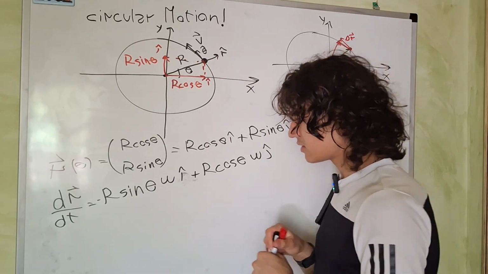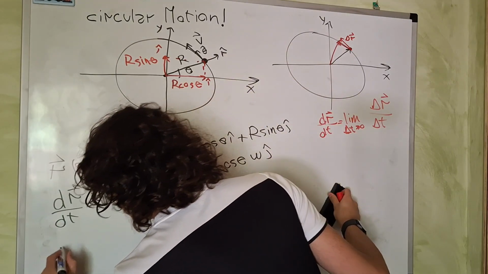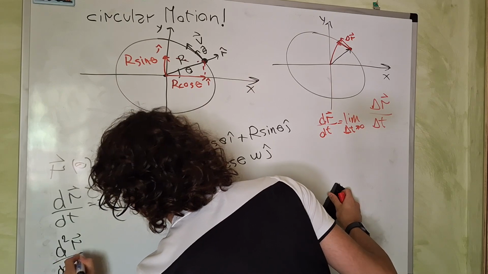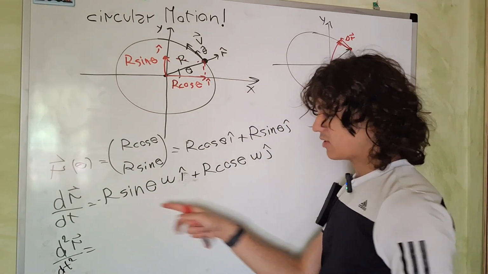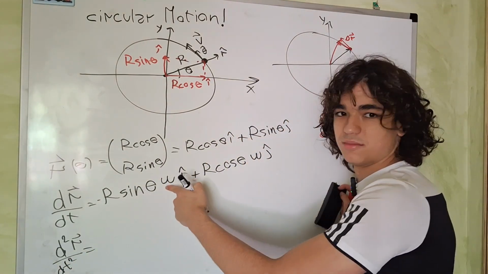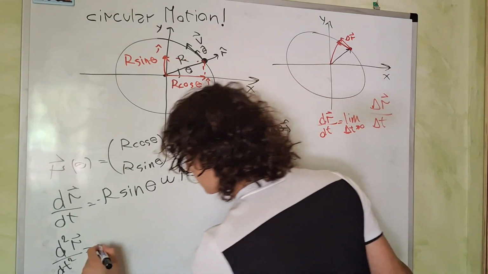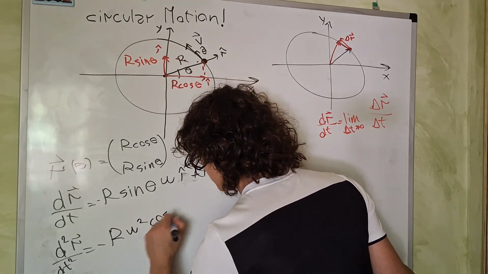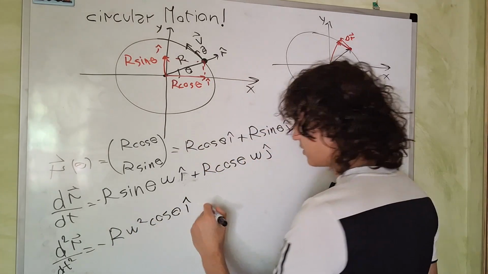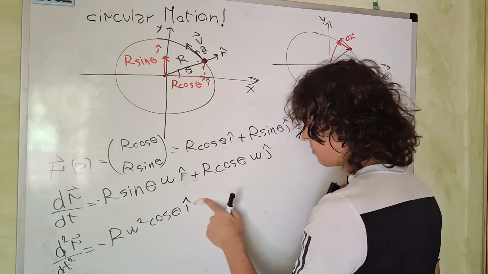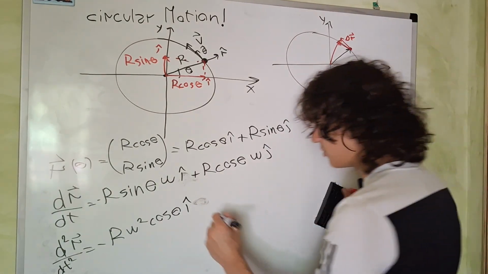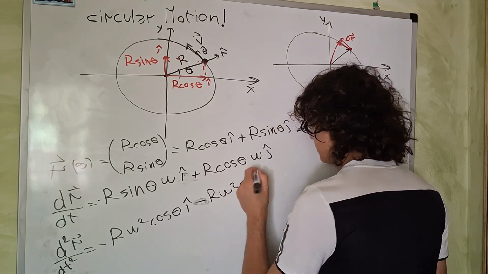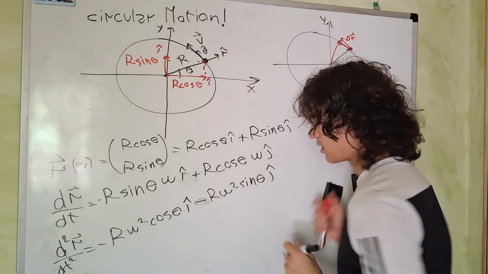Now, the acceleration is even better because we need to take the derivative of this equation here. So let's do that. And we have our vector acceleration. This is the acceleration, and this is a very important step. The derivative of sine is cosine, then we have to multiply by omega, the derivative of theta, so we have minus r omega squared cosine theta in the i direction, plus, minus, because the derivative of cosine is minus sine, minus r omega squared sine theta in the j direction.